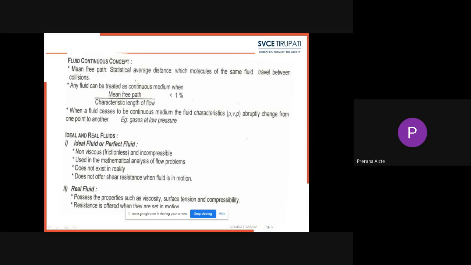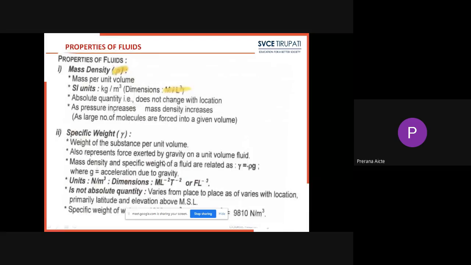Well, coming to the real fluid, real fluids are the actual fluids that we see in the rivers. So real fluids possess properties such as viscosity, surface tension, and compressibility, and resistance is offered when they are set in motion. So this is about the different types of fluids.